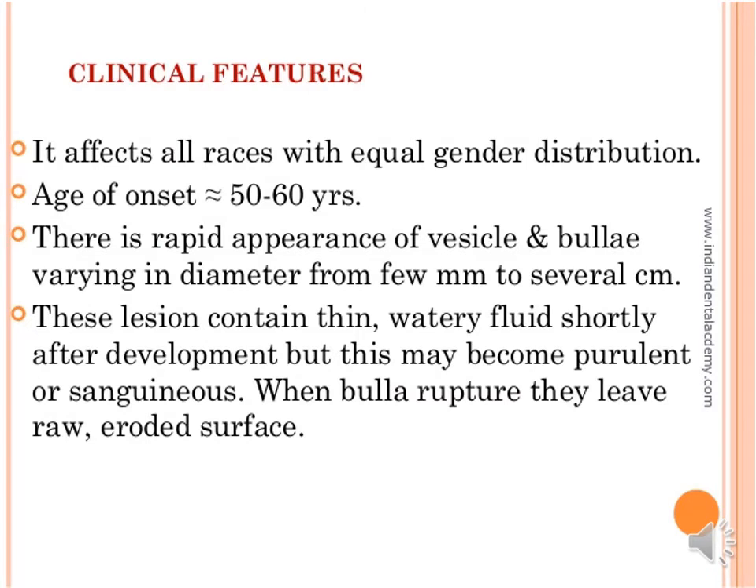pemphigus vulgaris. The clinical features of pemphigus vulgaris: it affects all races with equal gender distribution, with age of onset between 50 to 60 years. There is rapid appearance of vesicles and bullae varying in diameter from a few millimeters to several centimeters. This lesion contains thin, watery fluid shortly after development, but this may become purulent or sanguineous when the bullae rupture. They leave a raw, eroded surface.